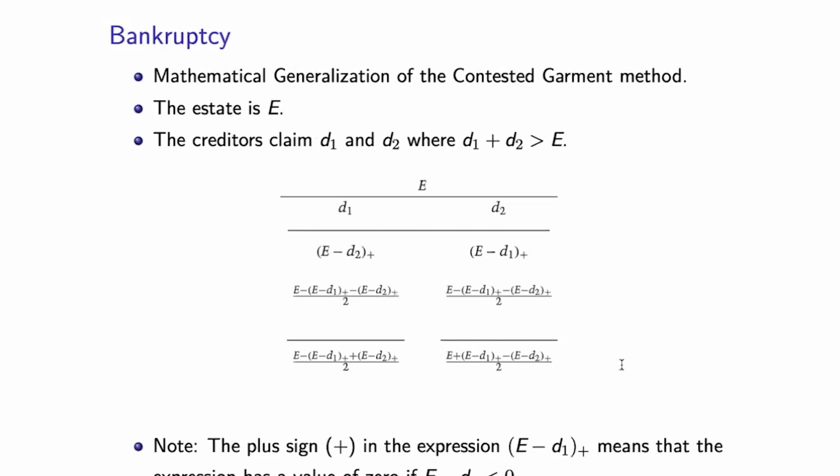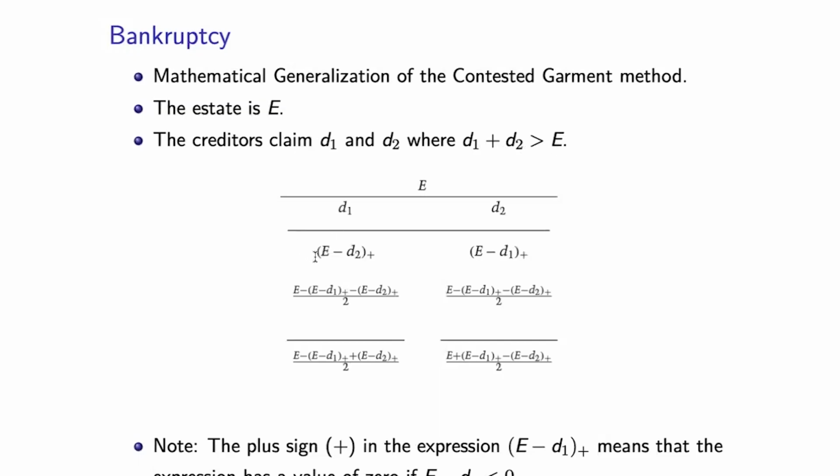Okay. So we can actually now generalize this idea. This is the contested garment method, or contested garment principle. The idea is, imagine that there is an estate E. There are creditors who claim D1 and D2, where D1 plus D2 is more than E. Now, why are we making this assumption? Because if D1 plus D2 is less than or equal to E, then you can just give them whatever they are claiming, right? So the problem only becomes interesting when D1 plus D2 is strictly more than E.